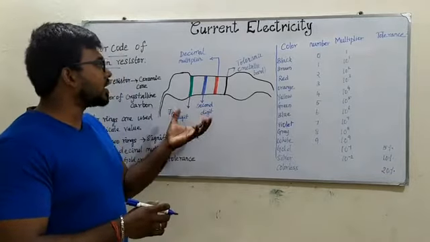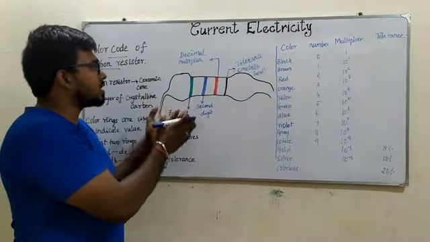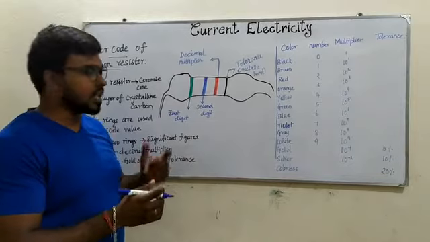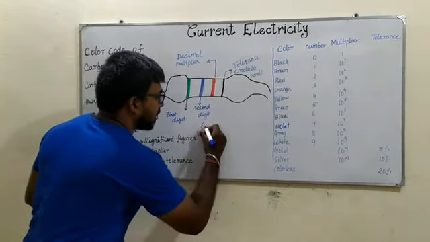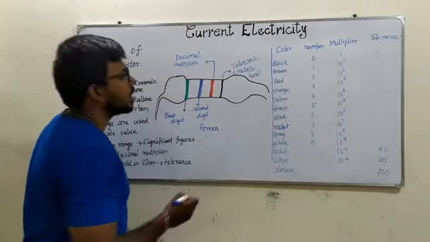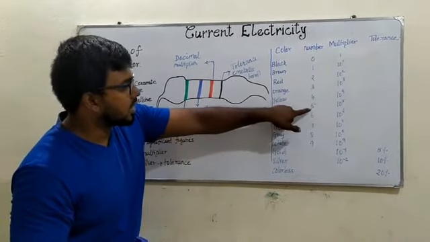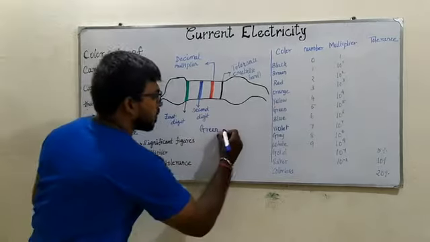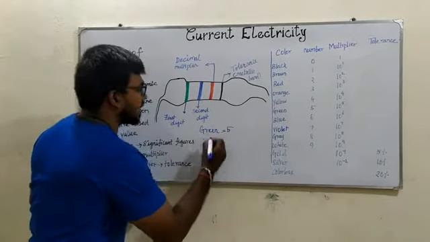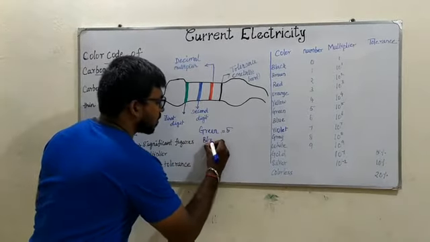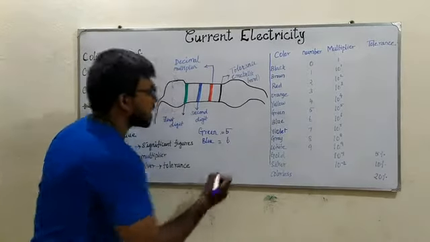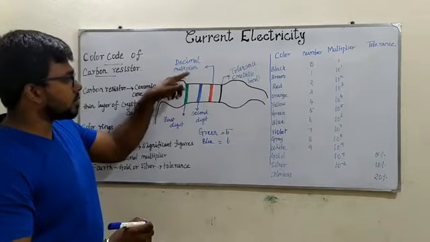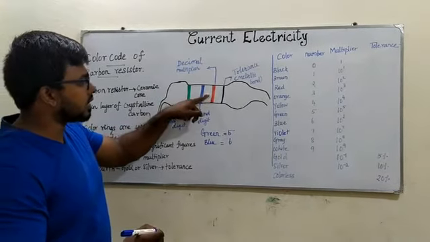Let us calculate the resistance and the tolerance for this carbon resistor. The first color is green, so for green the significant figure is 5. The next one is blue, for which the significant figure is 6. The third one is the decimal multiplier, which is represented with red color.